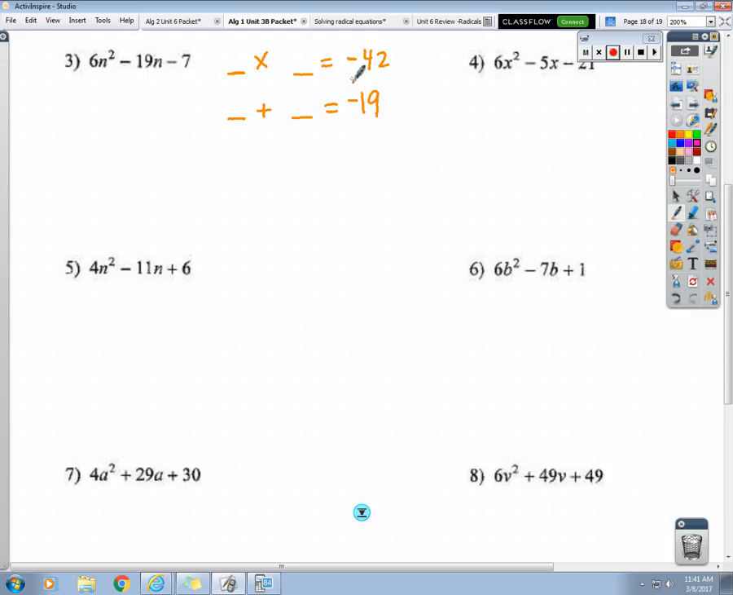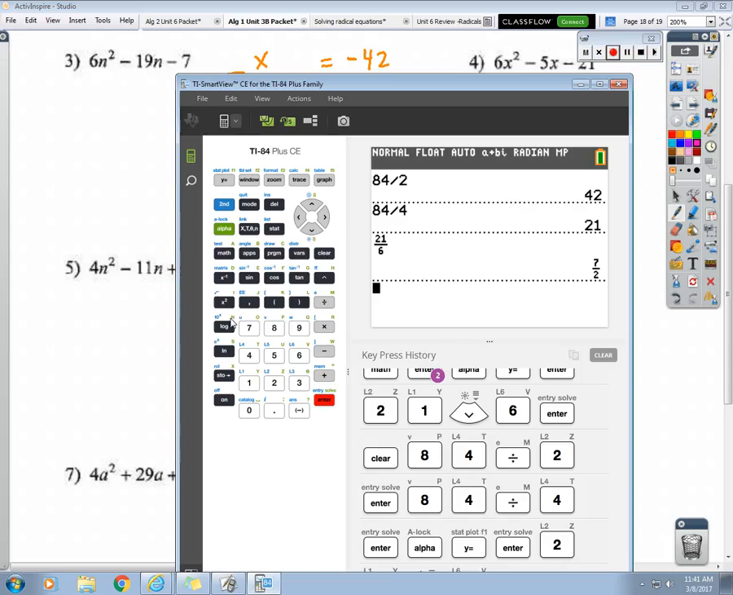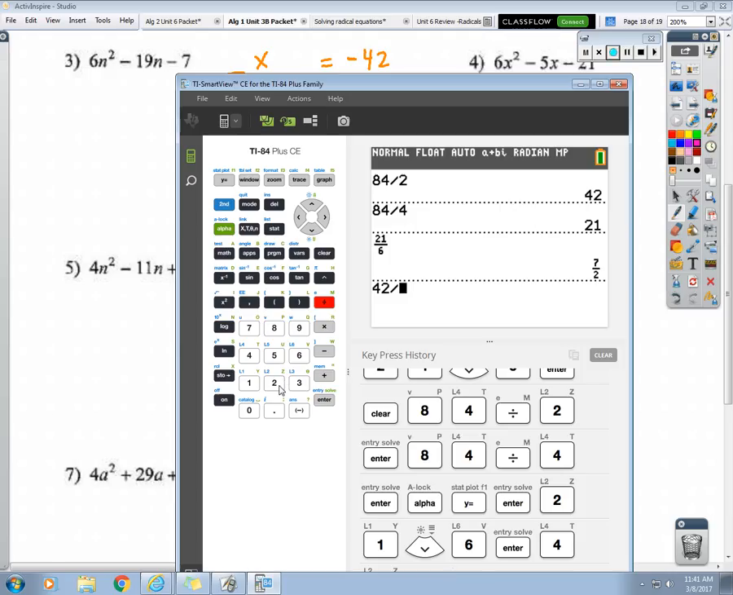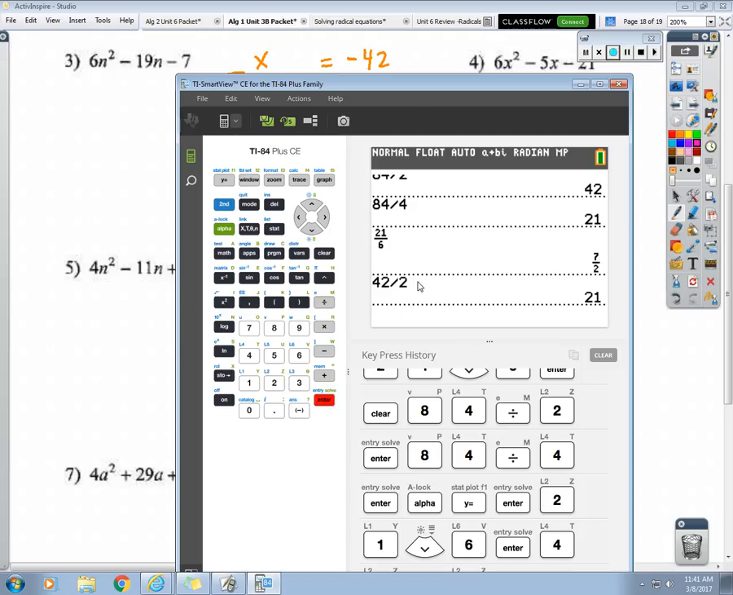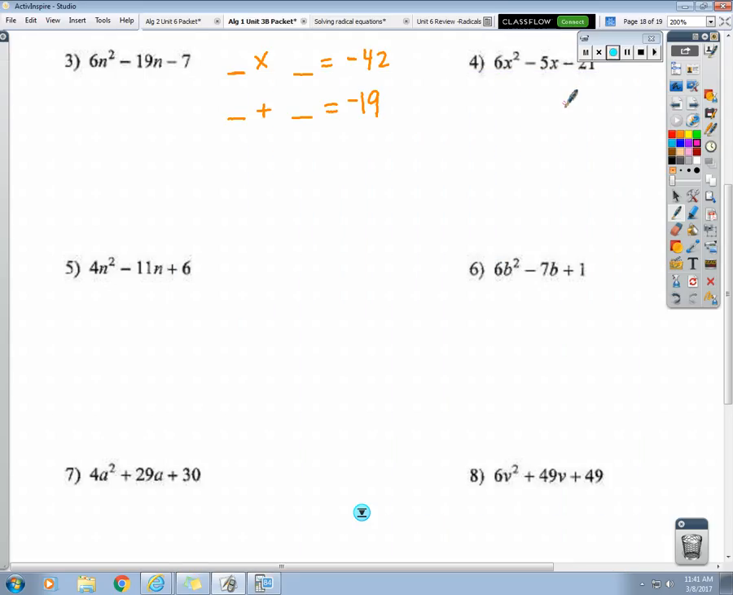Well, 6 and 7 won't work because they won't make a 19, so think of other numbers. Use your calculator if you need to. 42 divided by 2. Won't that make a 19? 21 and 2. Okay, but to get to negative 19, what kind of signs do you need? The 21 needs to be the negative so that when you add them, it'll be a negative 19. Okay, so your factors are n minus 21, pay attention, and n plus 2.